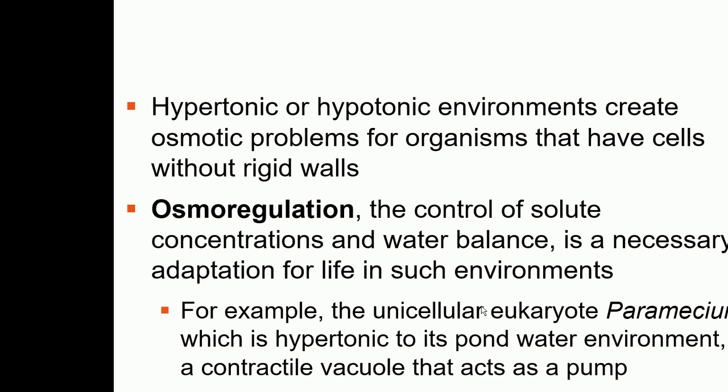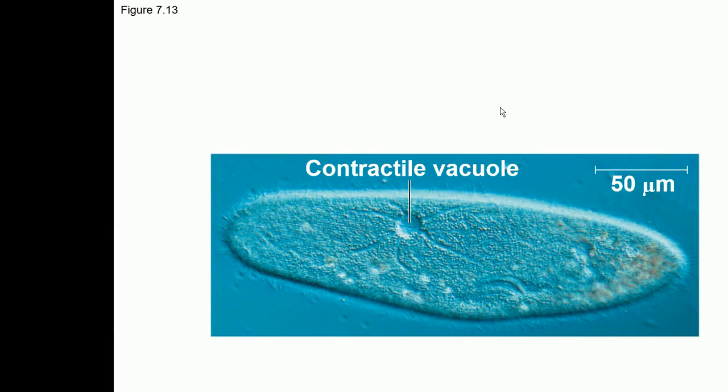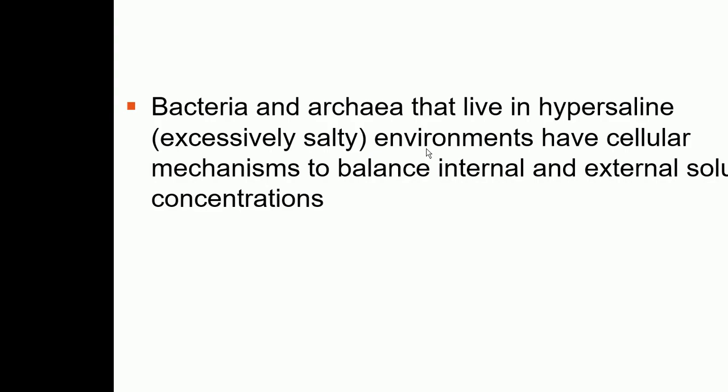Because it is hypertonic, the outside environment is hypotonic, which means that a lot of water can get inside. If a lot of water comes inside, this organism can burst, but it has a contractile vacuole, which helps in pumping the water outside the cell. This is the way they maintain the water inside them, and this process is called osmoregulation.